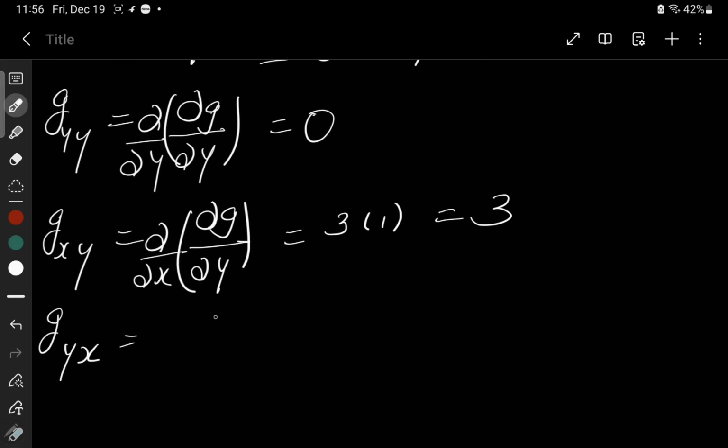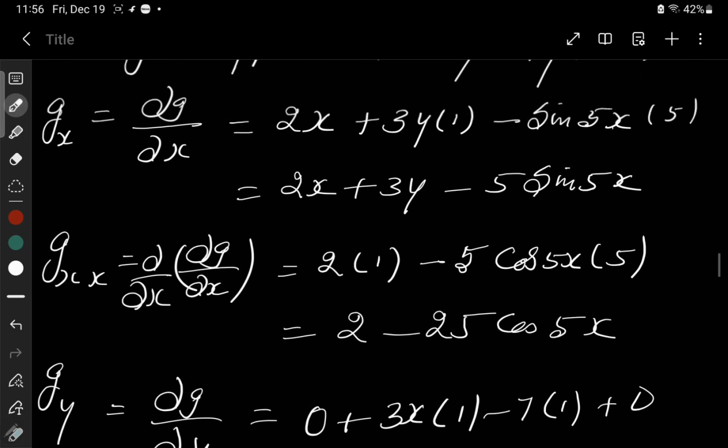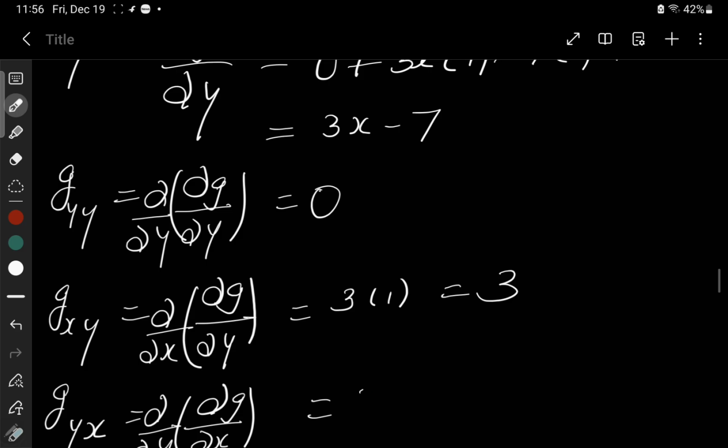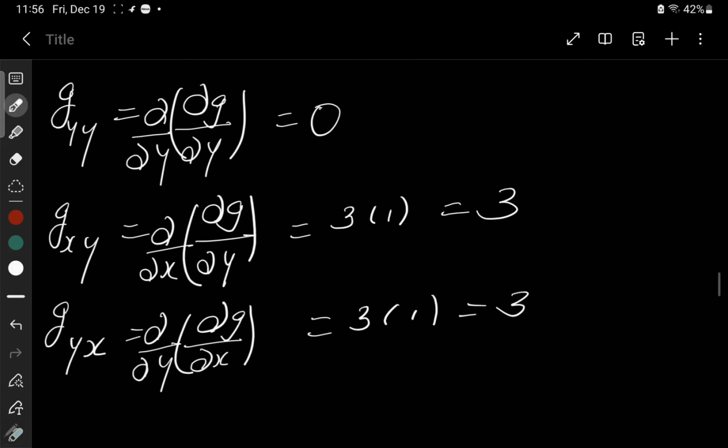Gyx. Differentiate dou g by dou x again with respect to y. So where is dou g by dou x? First derivative gx. With respect to y I have to differentiate. So this is x term, 0 fully, and this is also 0. So 3y, so 3 into 1, that is equal to 3. This is the answer. See here gxy 3, gyx also 3. So gxy and gyx are equal. But there is no need to prove that here. So this is the answer. Thank you.